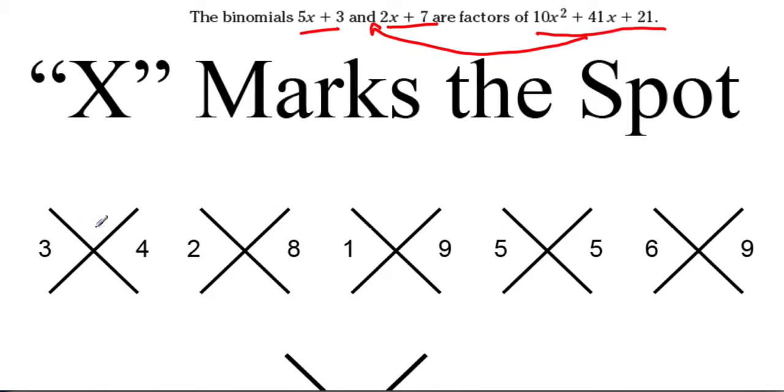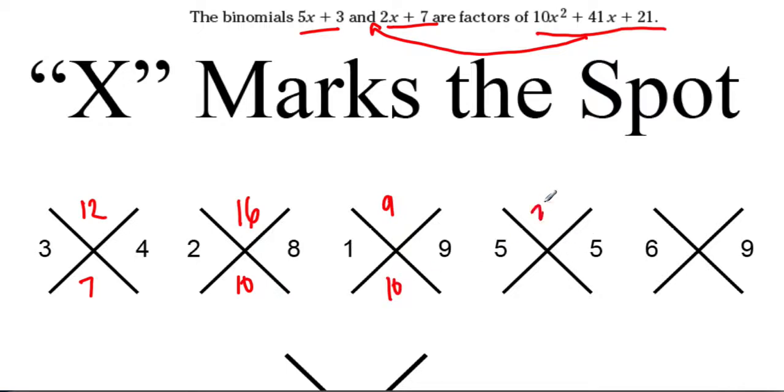The top part of my X will represent the product of my two numbers. The bottom part will represent the sum of my two numbers. So let's start. 3 times 4 is 12. 3 plus 4 is 7. 2 times 8 is 16. 2 plus 8 is 10. 1 times 9 is 9. 1 plus 9 is 10.